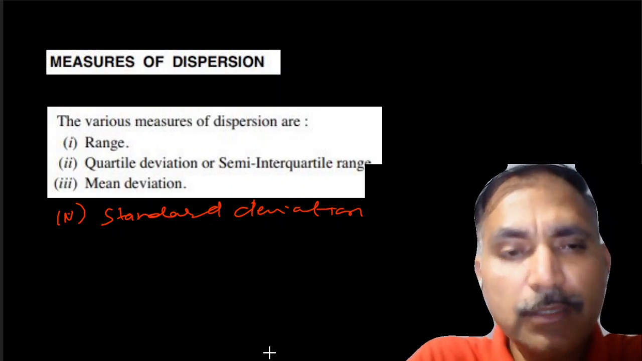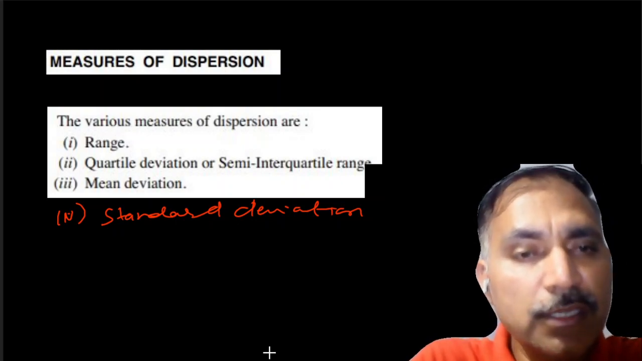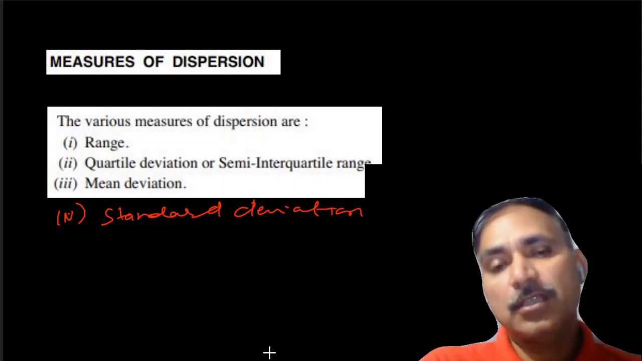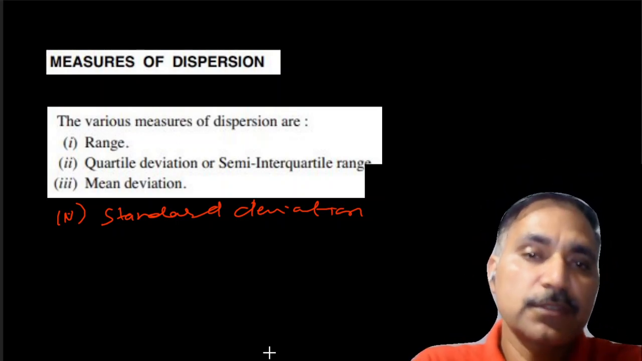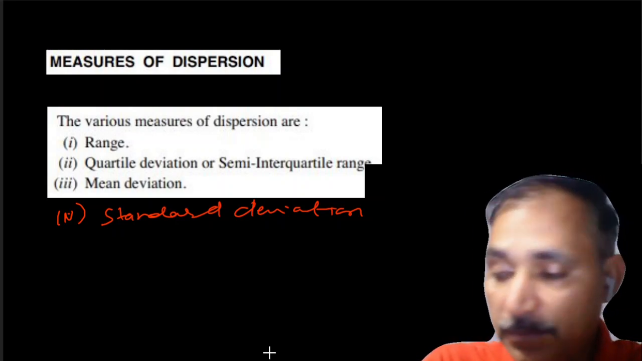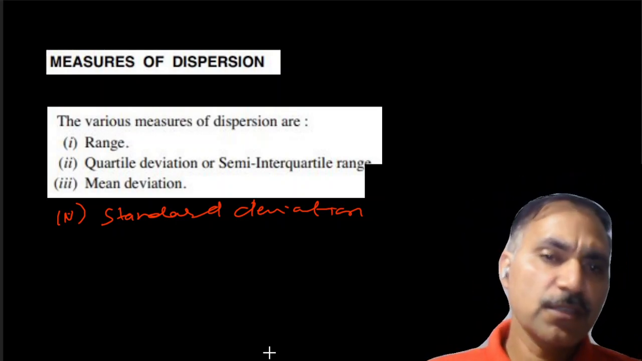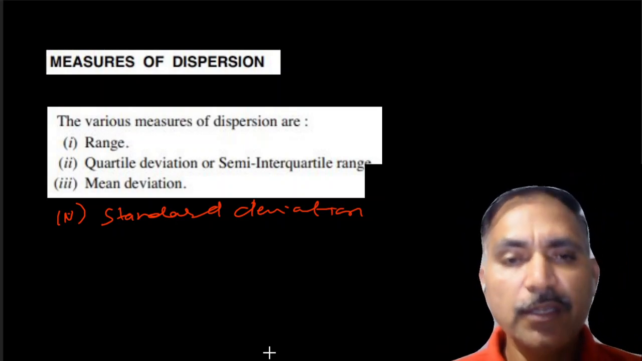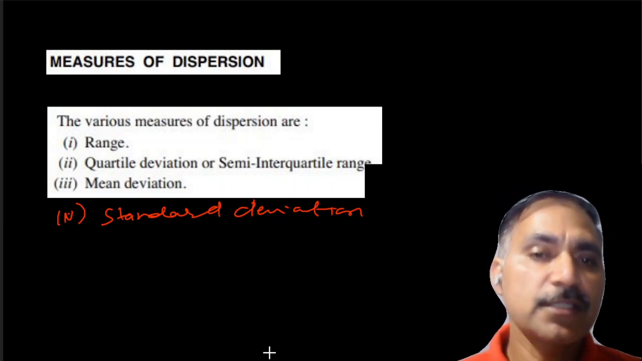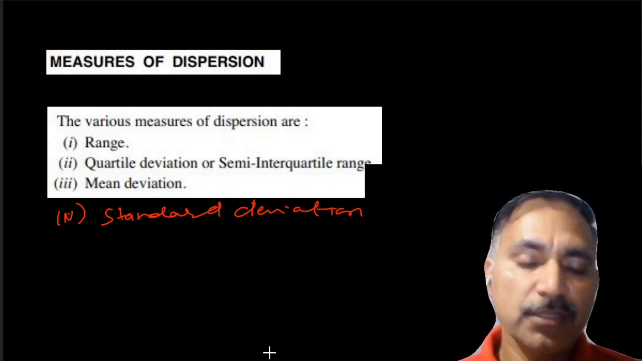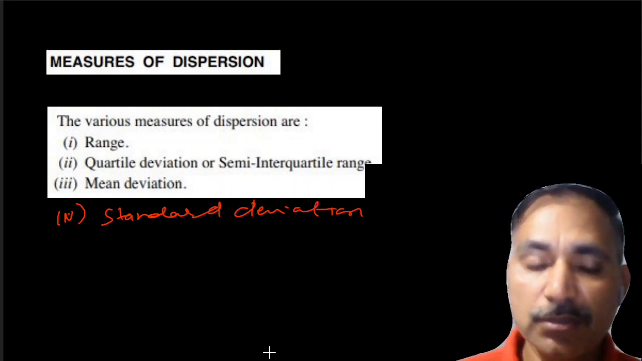In the last lecture, we have studied what is measure of dispersion, what it means, and what are the characteristics of good measure of dispersion. In today's lecture, we will be learning what are the different methods of finding the measure of dispersion. That's how to calculate the dispersion.